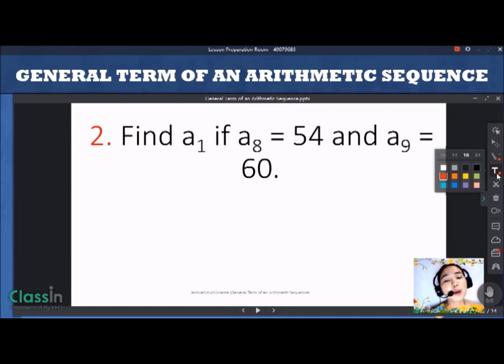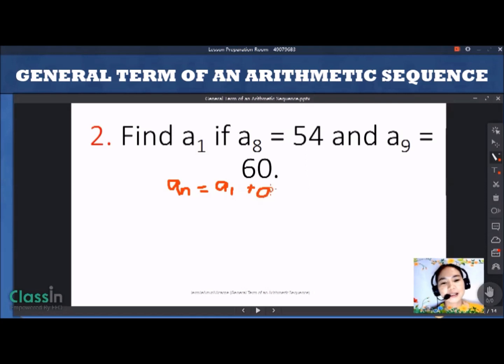So the second problem is, find a sub 1 if a sub 8 is 54 and a sub 9 is equal to 60. So using the basic formula for the general term, let's write it again. This is the hardest part actually, writing it. A sub n is equal to, do you remember? A sub 1 plus d times n minus 1. Sorry for my penmanship.